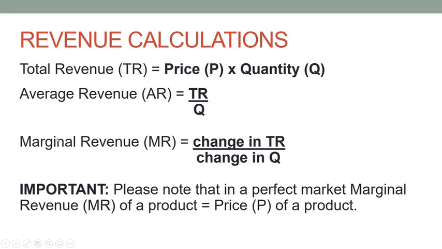And marginal revenue, marginal cost was the cost of making the last unit, whereas marginal revenue is the income earned from selling the last unit. So here you look at the change in total revenue over the change in quantity to calculate marginal revenue. And it is important, please note, that in a perfect market, marginal revenue of a product is equal to the price of a product.